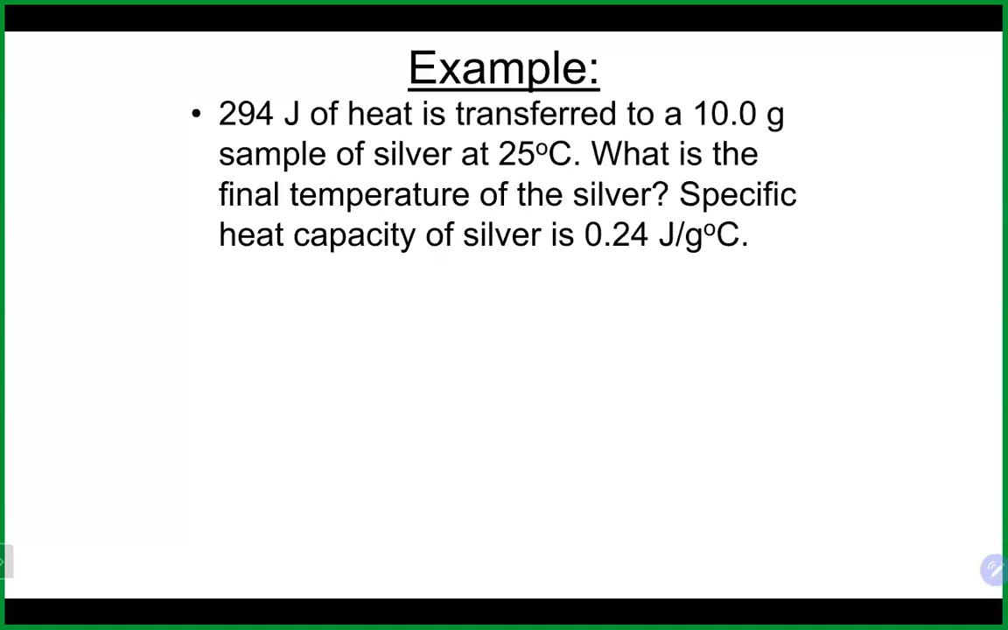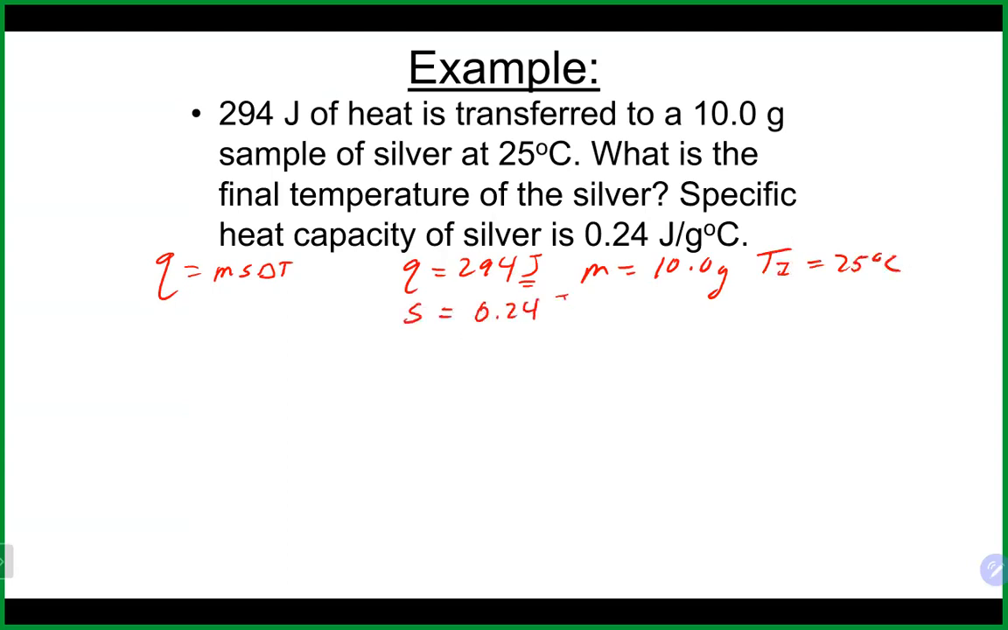So once again, we've got our specific heat equation going on, Q = m c delta T. In this case, we do have Q given to us, which is the 294 joules. Again, it has 1 unit only. We have our mass, which is our 10 grams. We have our initial temperature of 25 degrees Celsius, and we have our specific heat capacity, 0.24 joules per gram per degree Celsius. Again, that is the one with 3 units.